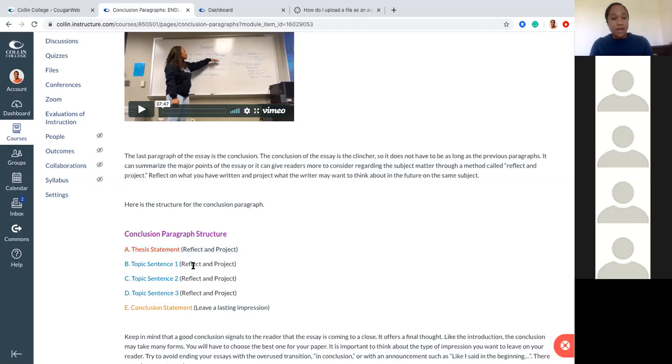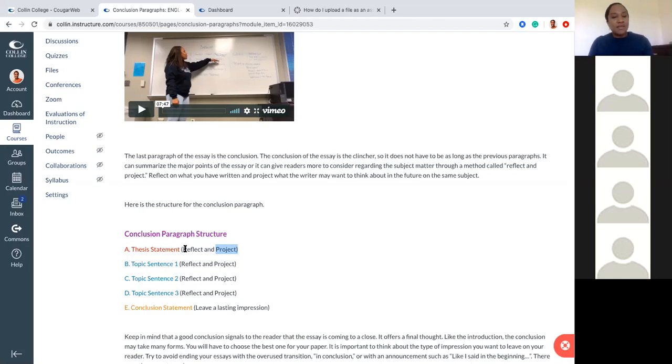All right, so reflection is going to be a summary of your thesis statement, maybe even a rephrasing of your thesis statement, but it's going to be basically reintroducing your thesis statement. The projection will take the audience into how this thesis statement could be perceived or looked at in the end.